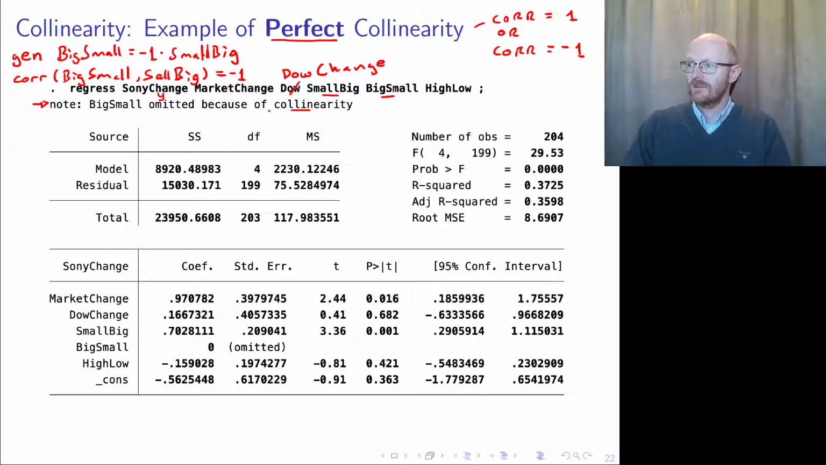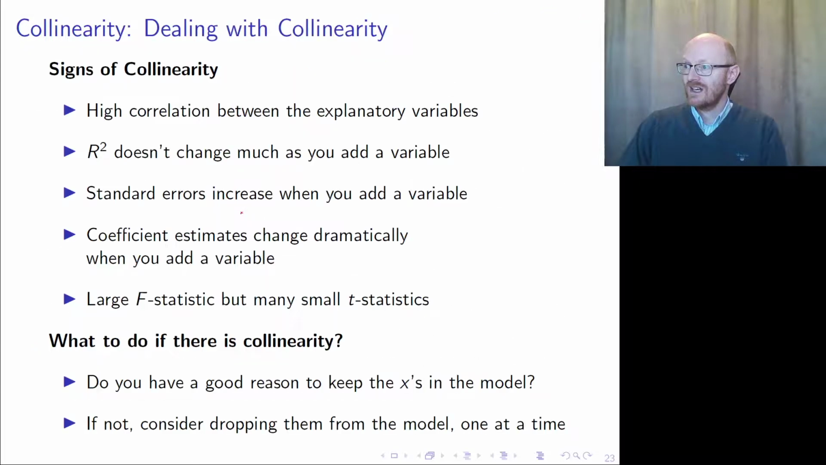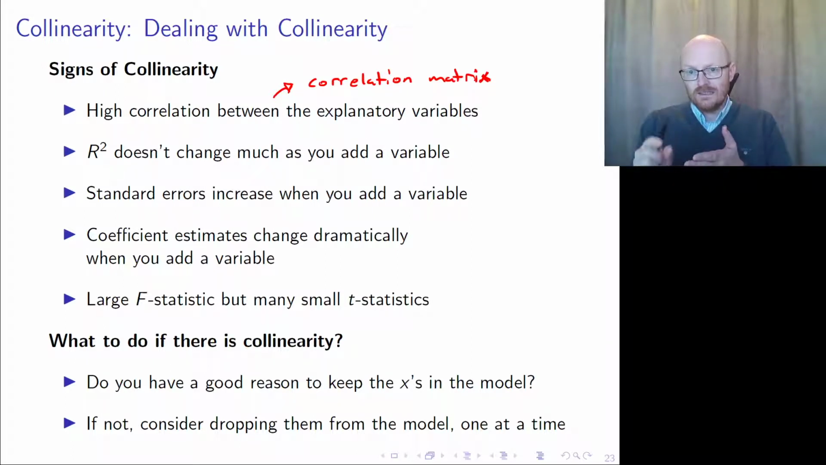Okay, so big small is dropped because of collinearity, but this is only in the case of perfect collinearity. Usually you have to look at several different measures to look for signs of collinearity, and one sign is a high correlation between the explanatory variables. So then you make the correlation matrix and you just look at the correlation between the different variables.